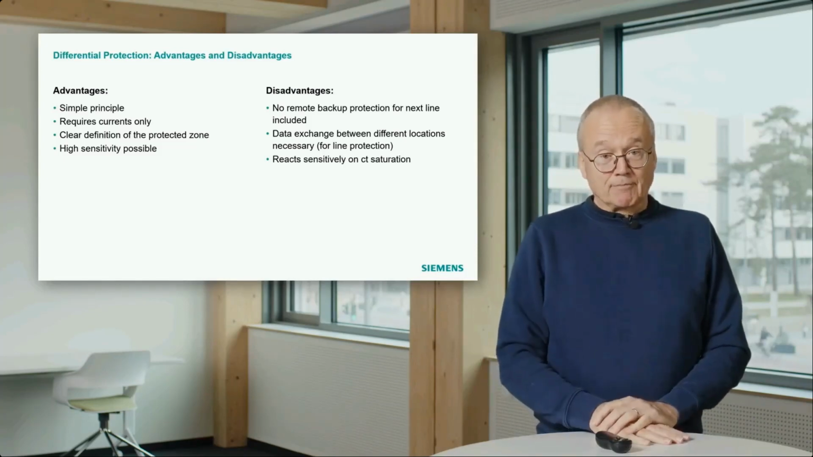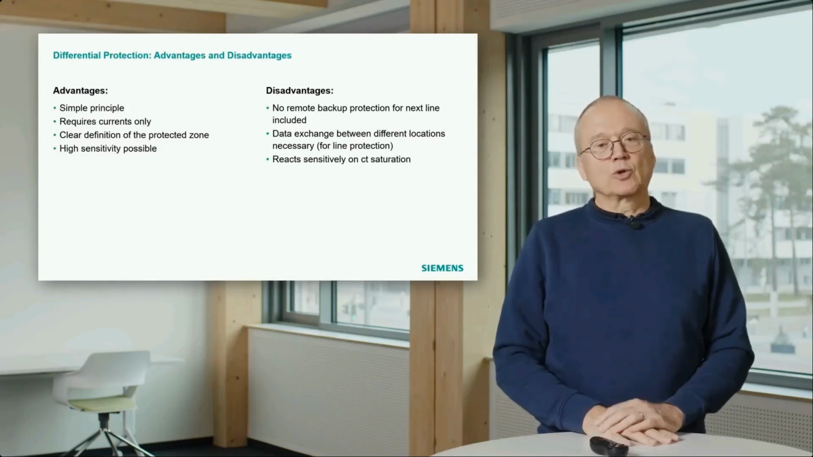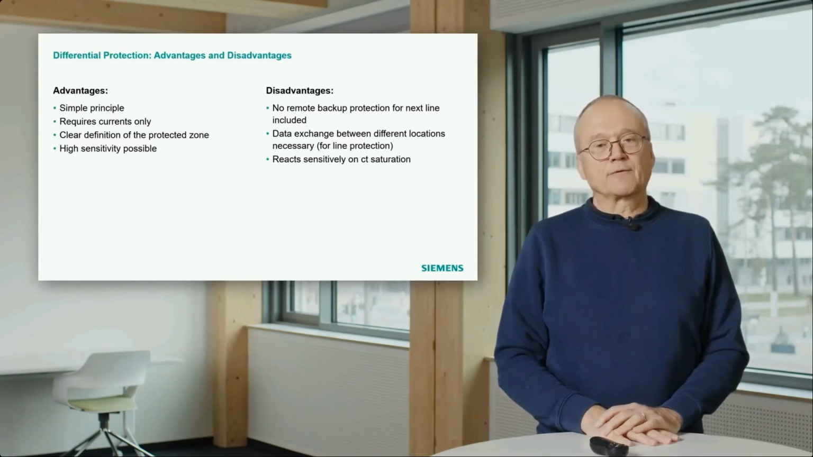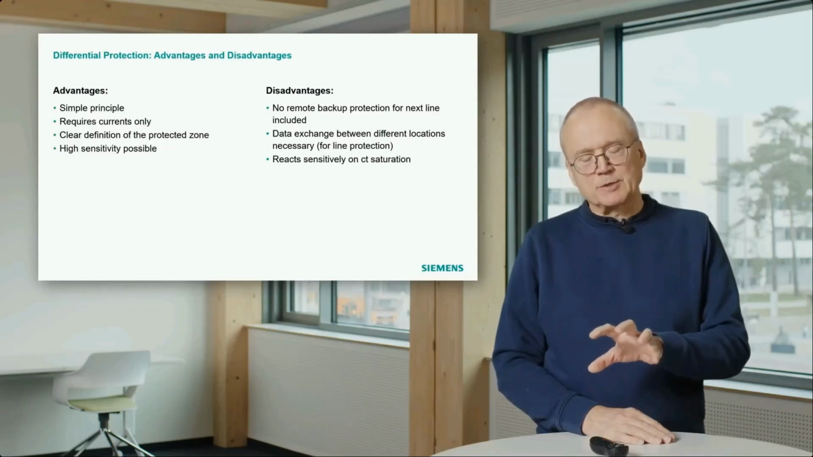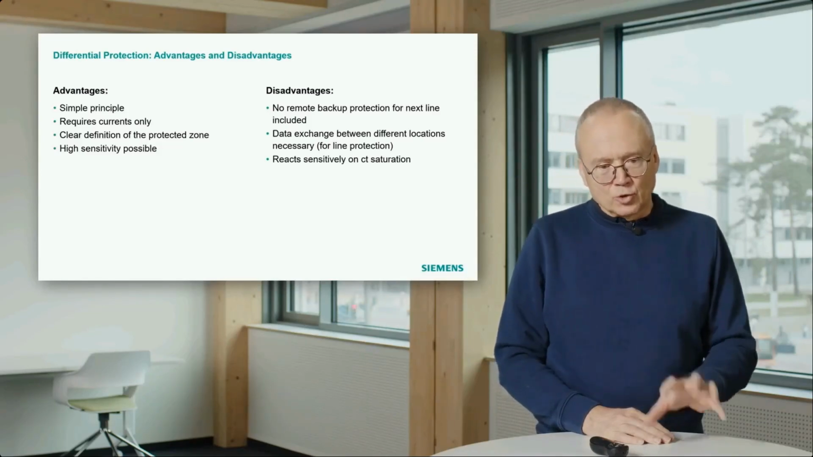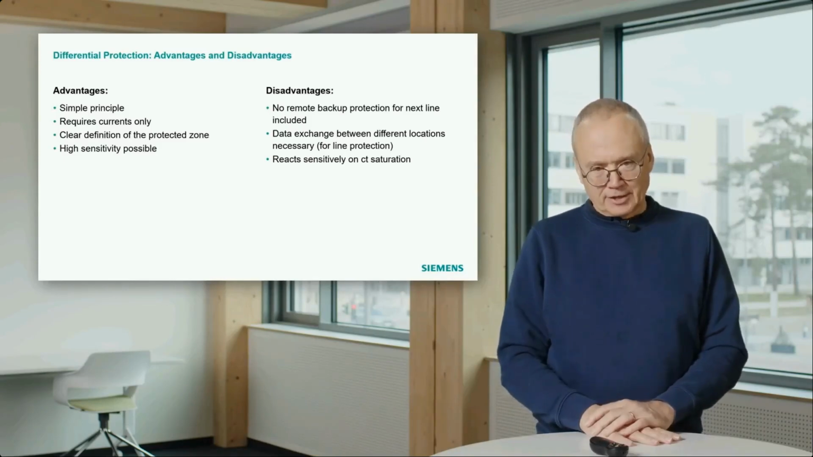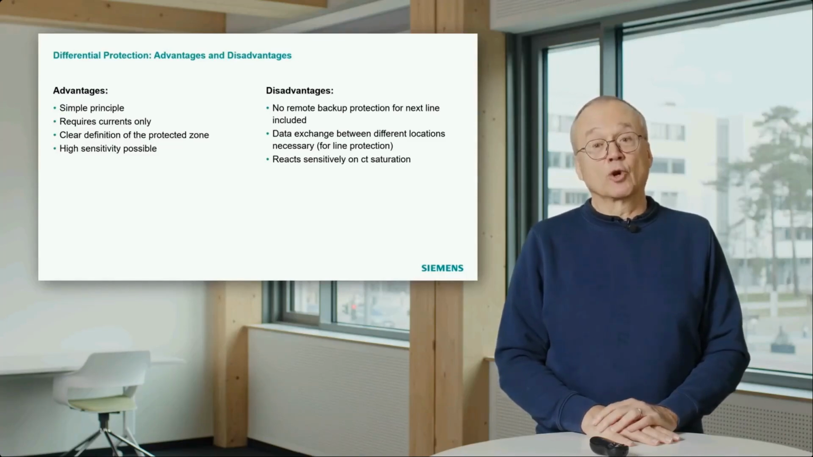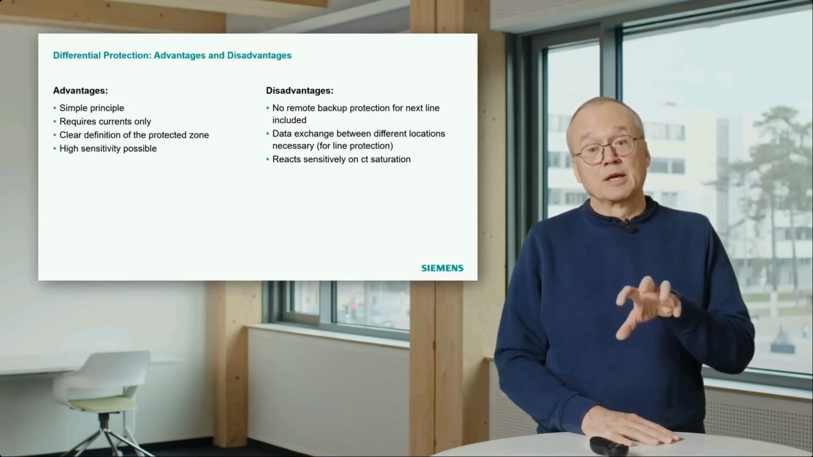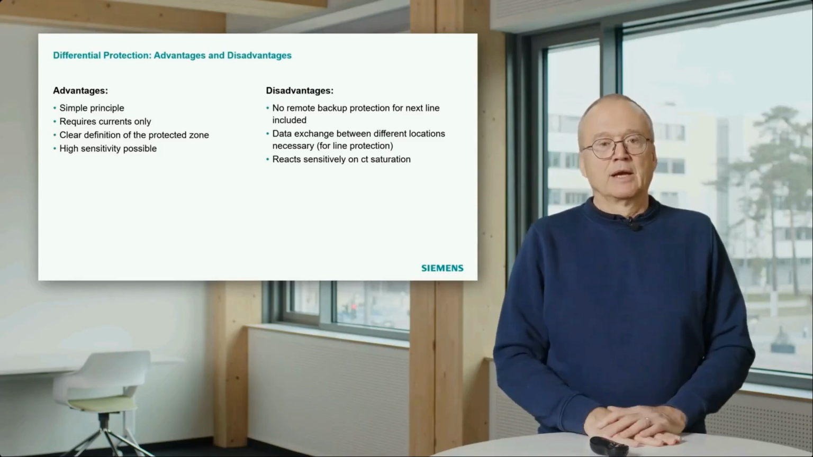And that can be a thing which is not in all cases very easy. And there is also a certain risk that we react sensitively on saturation. Saturation is an issue we have to live with. Overcurrent protection and distance protection tend to underreact. That means a delayed tripping in case of current transformer saturation. In differential protection, we have a certain risk of a wrong tripping in case of saturation, and we must provide additional measures in the protection relays to avoid these problems.